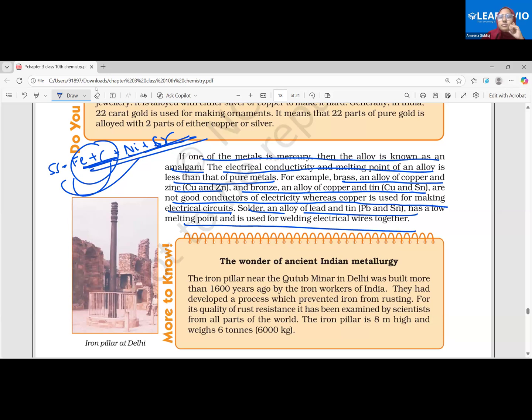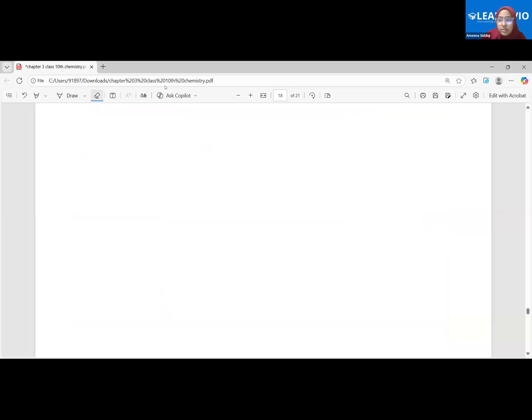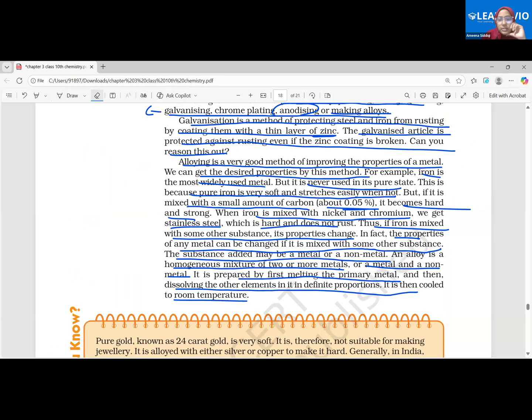Will they ask this in the exam? Could this type of question be asked? Because it is written in the NCERT. Did we not see it? See, we saw it here. When iron is mixed with nickel and chromium, we get stainless steel. It's written in the NCERT. We can ask it.